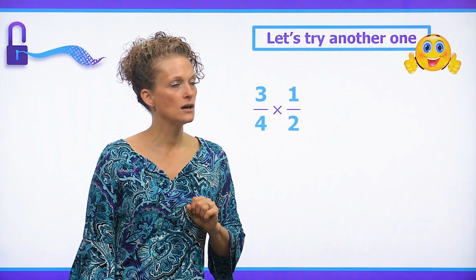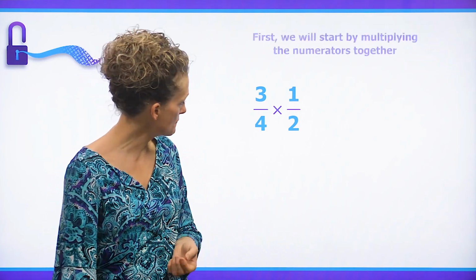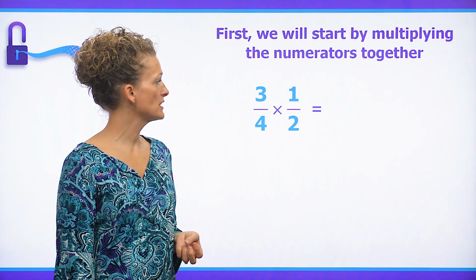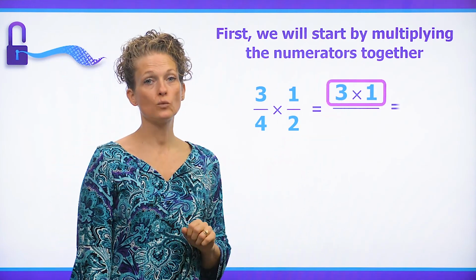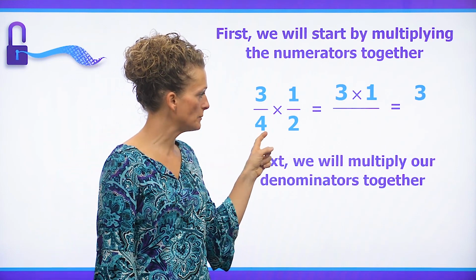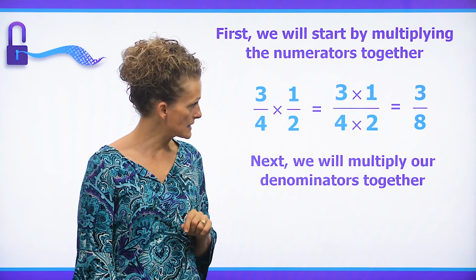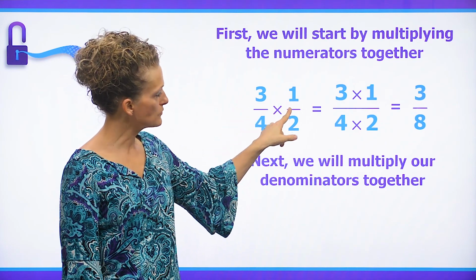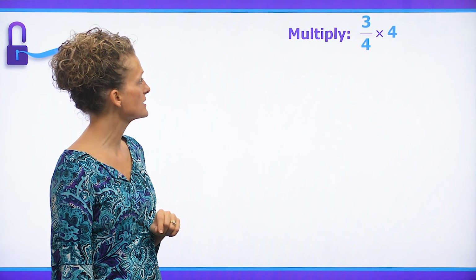Let's try 3/4 times 1/2. So first we're going to start by multiplying the numerators together, just like we did before. 3 times 1, and that, of course, gives us 3. Then we're going to multiply the denominators together, which is 4 times 2, and that's going to give us 8. So 3/4 of 1/2 is 3/8. So our answer is 3/8.